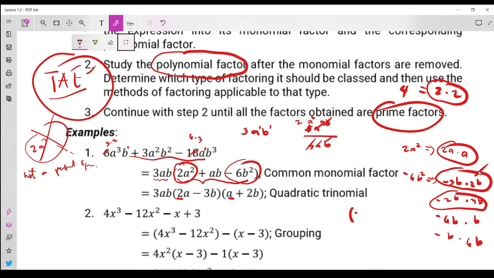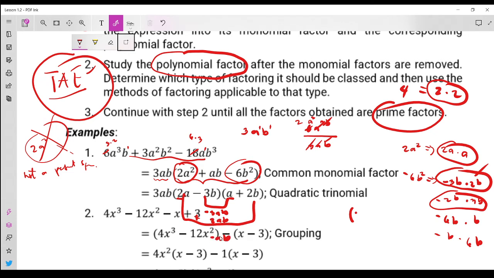Okay, so how to check if it's the right combination. You're just going to get the sum of the product of the inner terms and the outer terms. So negative 3b times a, it's negative 3ab, and then 2a times 2b, you have your 2ab, and then adding, you should have the middle term. So negative 3ab plus 2ab, it's negative ab.